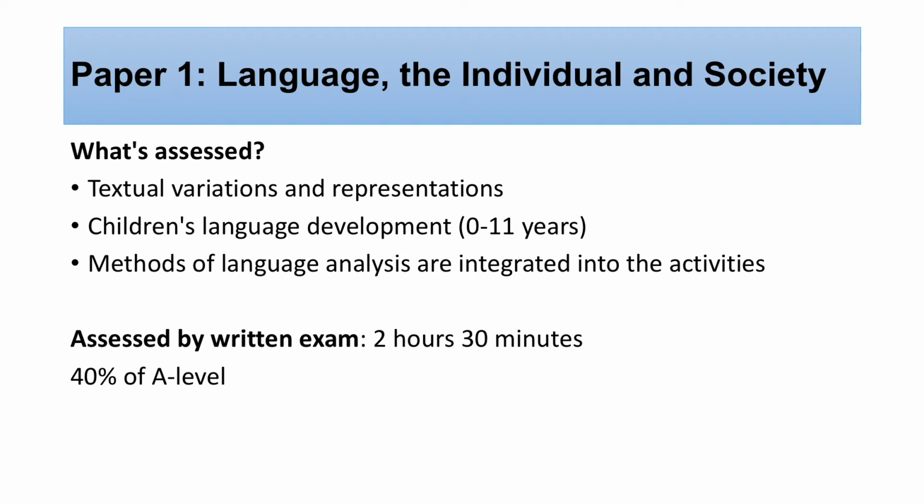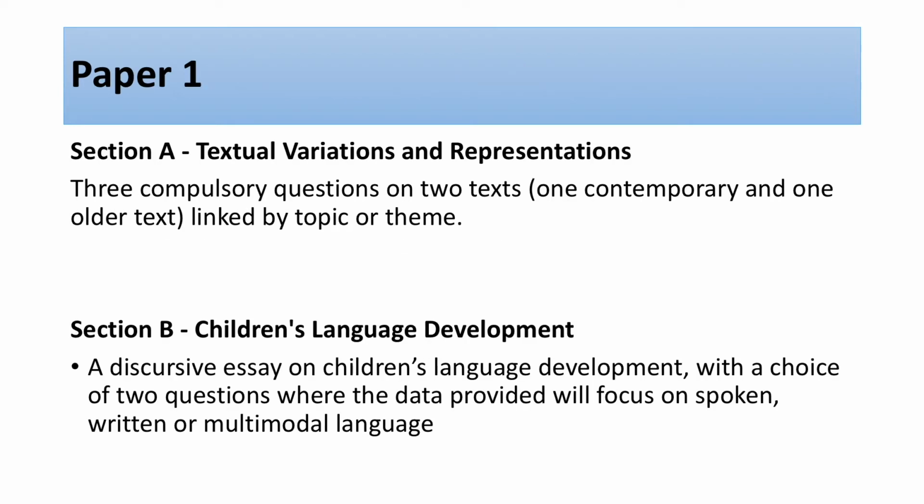It's all about text analysis, it places text within real-world scenarios, and it's also about child language development. Section A is textual variations and representations, and you are given 2 texts and 3 questions to answer in the exam. You have to analyse each in terms of linguistic elements of those texts and also to compare the texts effectively. With child language development, it's a discursive essay on child language development, including theory and data. And the purpose is to produce a discursive essay which is also evaluative in nature.